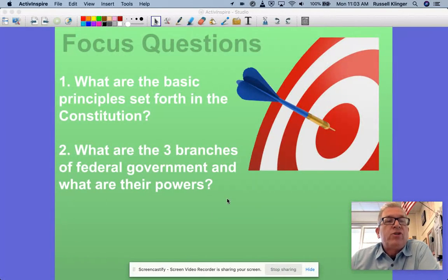You should also be able to know what are the three branches of this new federal government and what powers do they have? Like what can they actually accomplish?